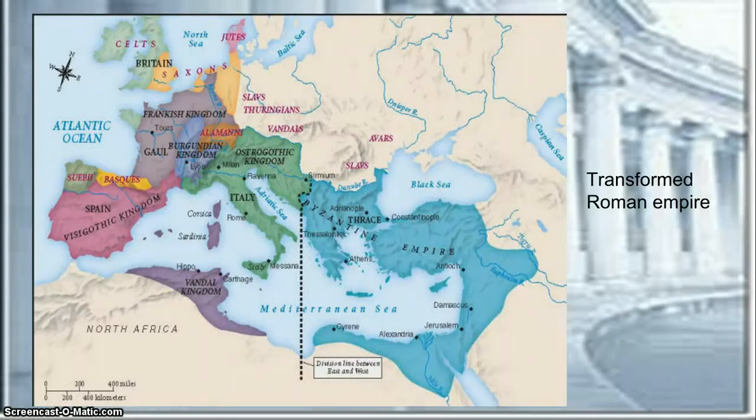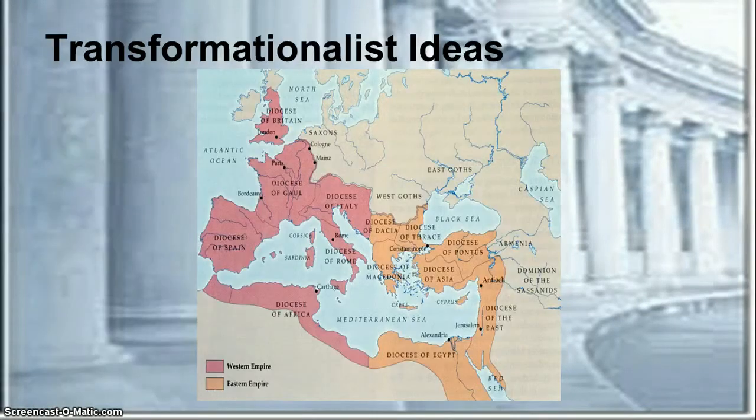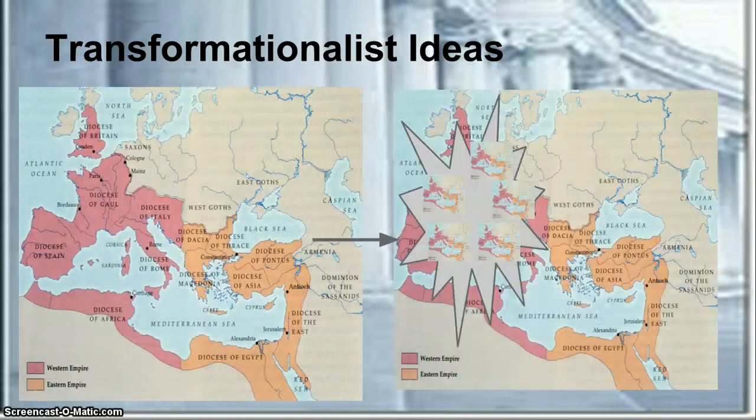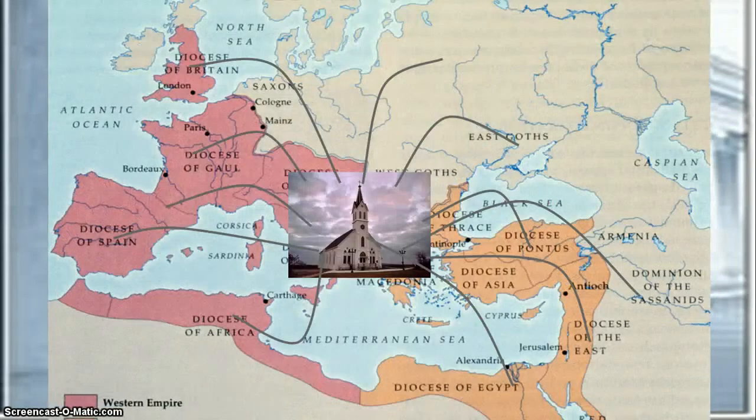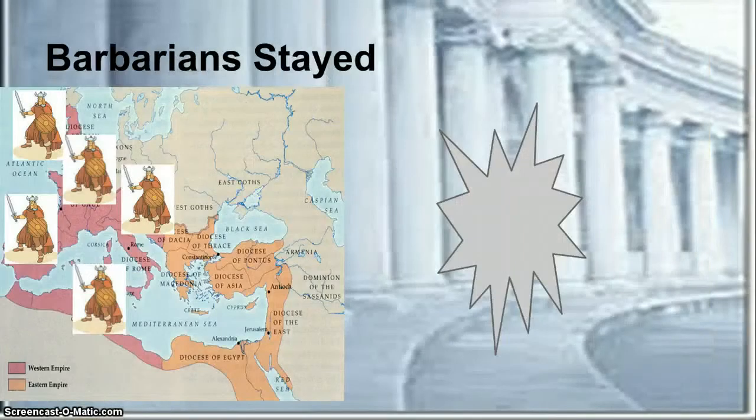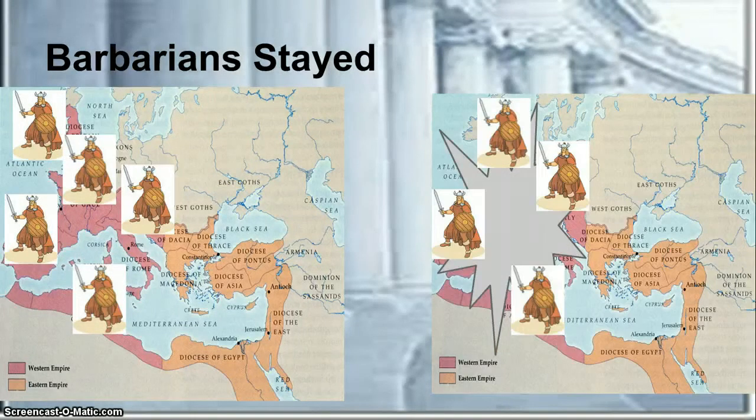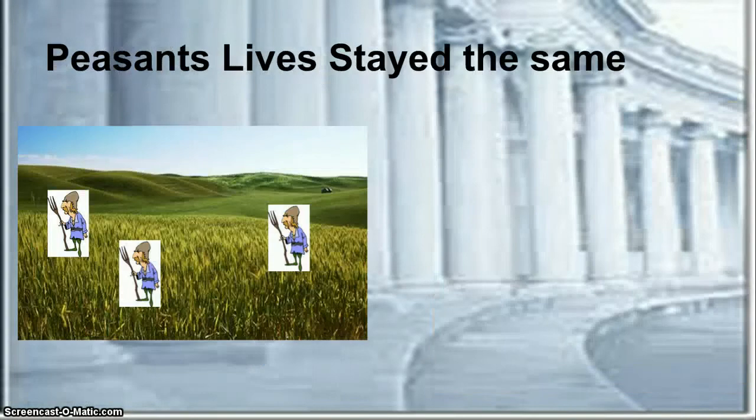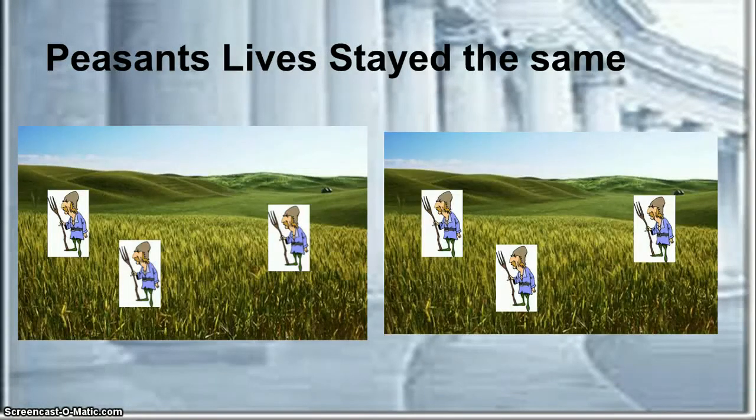The transformationalists also argue that the western half, when it transformed, was just split into smaller, less powerful versions of the Roman Empire. Also, the transformationalists use the fact that during this time, the Christian church's influence only rose from Rome. In addition, the transformationalists say that the barbarians, who were in Rome before it fell, are still in Rome after it fell, so Rome must still be there. Also, another reason that the transformationalists use is that the daily lives of the peasants in Rome did not change all that much after it fell.